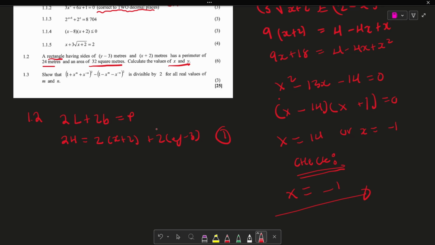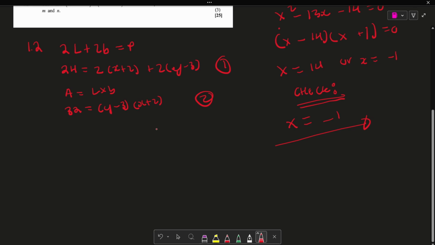And we're told that the area is 32. Remember, area is length times breadth. So in this case it's 32, so it's going to be (y minus 3) times (x plus 2). So this is our equation 2.